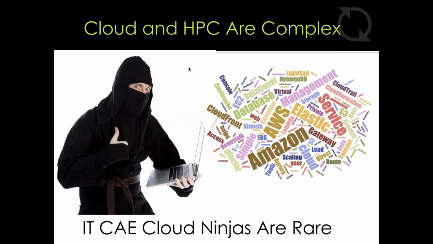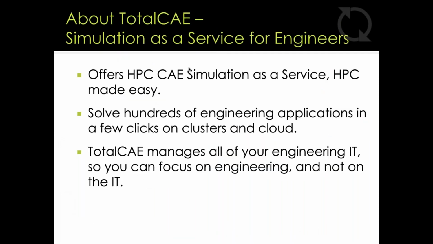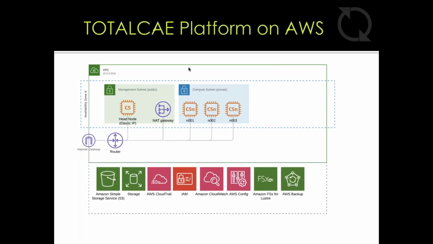So TotalCAE basically has a team of these ninjas, and that's kind of what we do: we make HPC easy to use. We basically have simulation as a service. You can run hundreds of engineering applications on the cloud in just a few clicks. And then we manage all of that complexity for you so you can focus on engineering and not on IT. So on AWS, our platform leverages many of the AWS services. And you don't necessarily have to understand how they all work and put together. You can really just focus on the engineering application problem you're trying to solve, and we take care of everything else behind the hood.